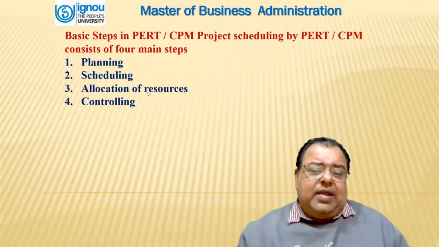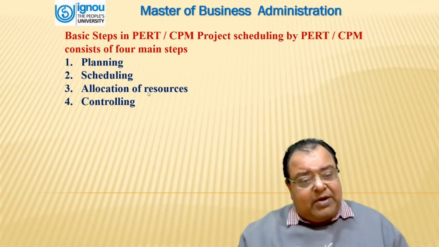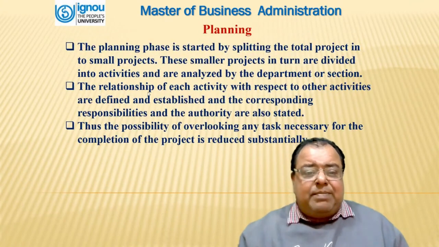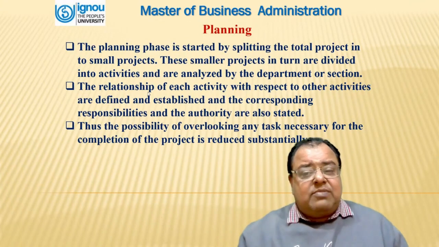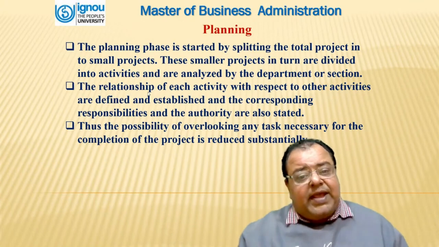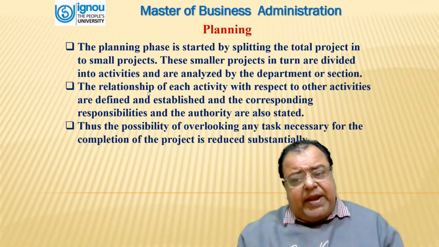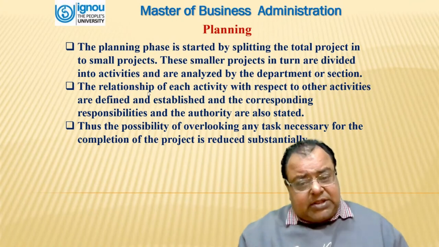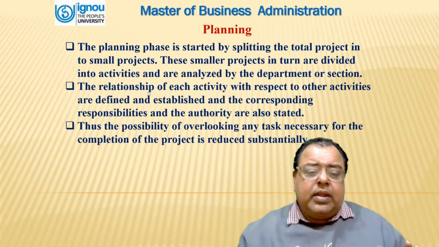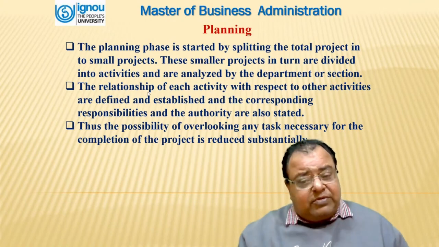Basic steps in PERT and CPM project scheduling consist of four steps: planning, scheduling, allocation of resources, controlling. What is planning? The planning phase is started by splitting the total project into small projects. These smaller projects in turn are divided into activities and are analyzed by the department or section. The relationship of each activity with respect to other activities is defined and established, and the corresponding responsibilities and authorities are also stated. Thus, the possibility of overlooking any task necessary for the completion of the project is reduced substantially.